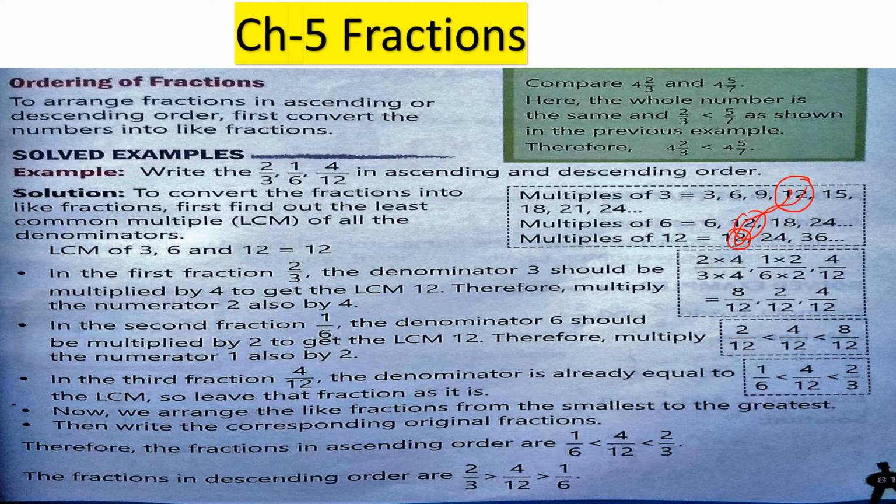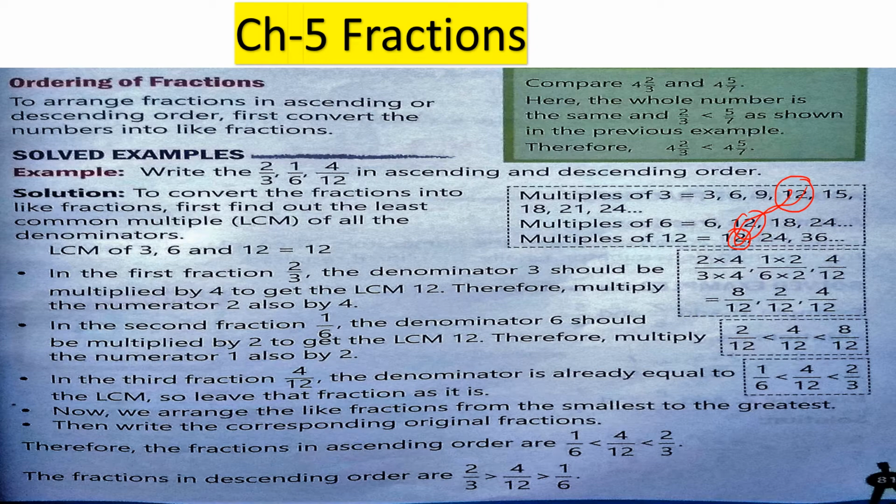Now what do we have to do? For 2 by 3, we have to make the denominator 12. How many times is 3 equal to 12? That is 4. So we will multiply 2 also by 4. Same in the table of 6: 6 multiplied by 2 is 12, and 1 multiplied by 2 is 2. In the table of 12, 12 times 1 is 12 and 4 times 1 is 4. Now the answer is 8 by 12, 2 by 12 and 4 by 12.